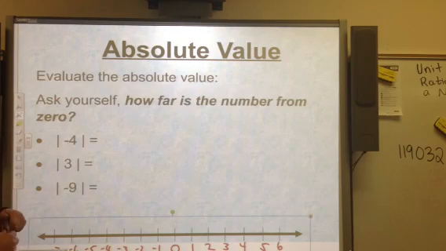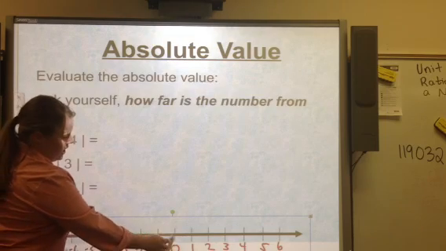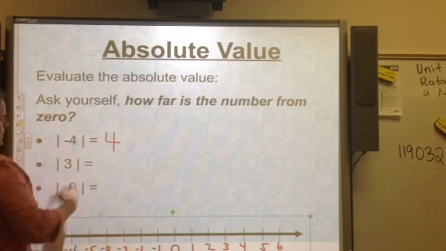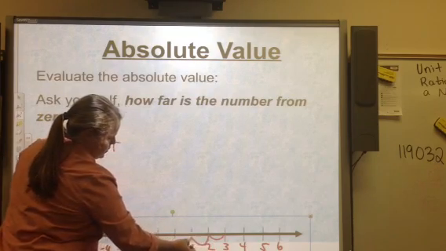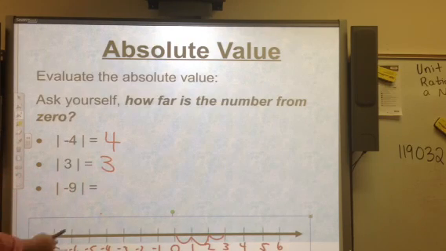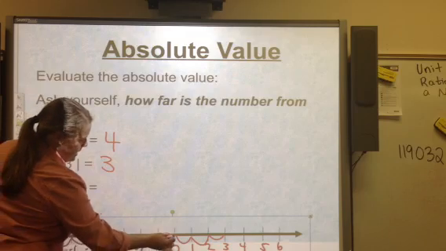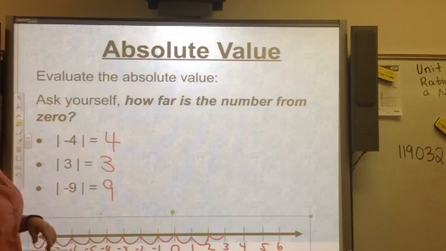Evaluate the absolute value. Ask yourself, how far is the number from 0? So the absolute value of negative 4, we look at a number line down here, and we see that it is 1, 2, 3, 4 spaces from 0. Absolute value of 3. Look at our number line. 1, 2, 3. It is 3 spaces. And the absolute value of negative 9 is longer than my board, but I would estimate, if that's 7, 8, 9, so 1, 2, 3, 4, 5, 6, 7, 8, 9. So as you can see, the absolute value of a number is itself minus the negative sign.